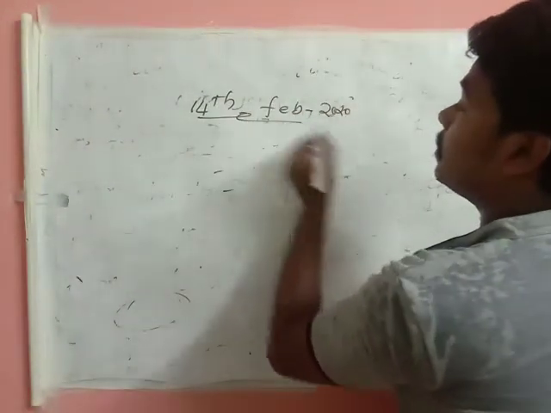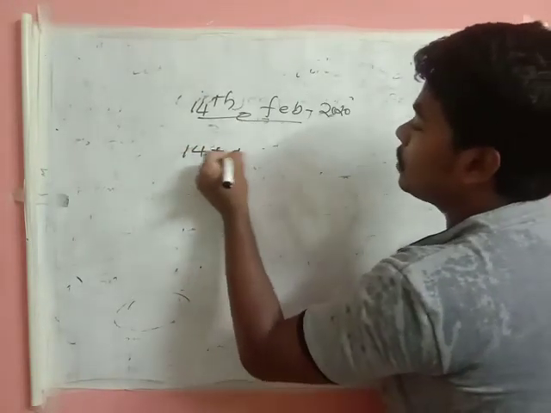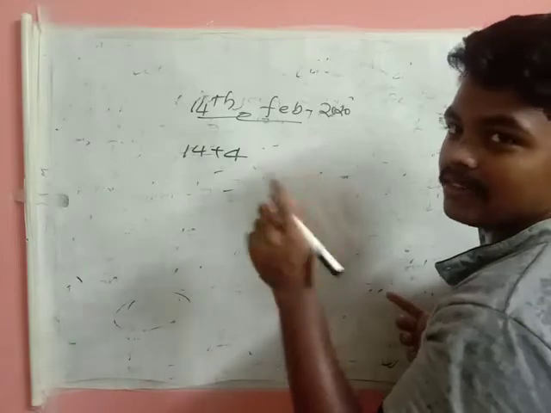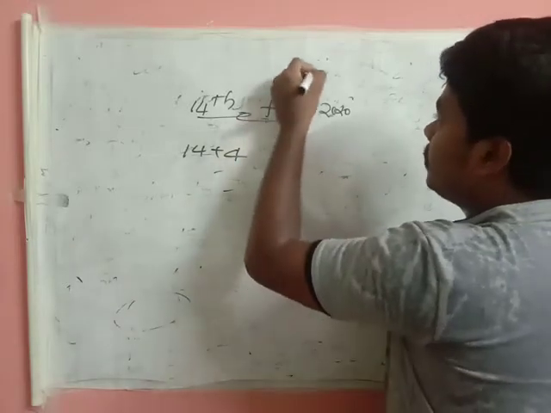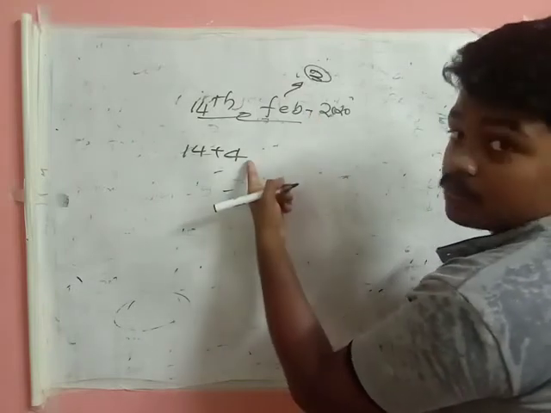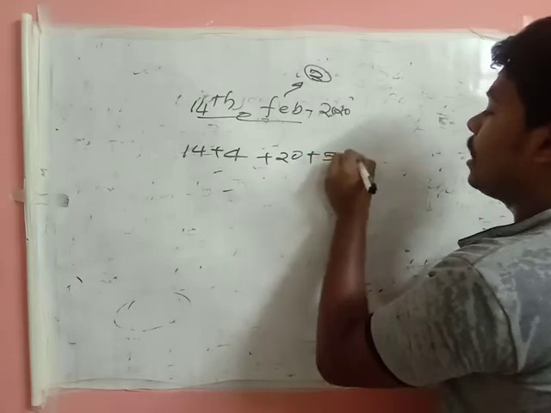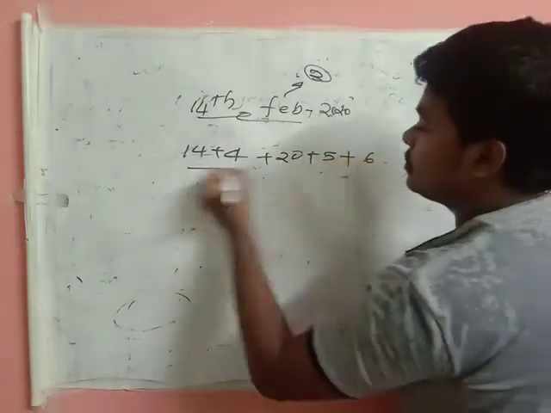Sorry, for the last question I have made some mistake. The February code is 4, but I just wrote it as 2 in the last sum. The February code is 4, right? So 4 plus years is 20, the number of leap years is 5, and the code for this is 6, and this is divided by 7.